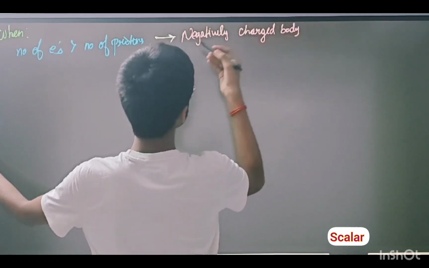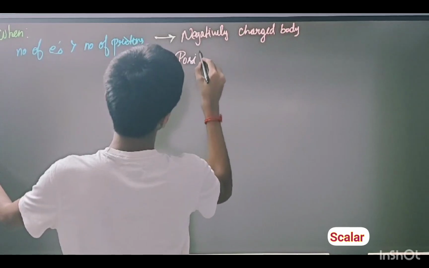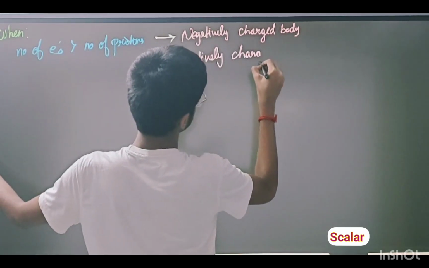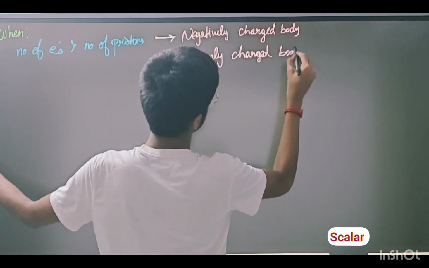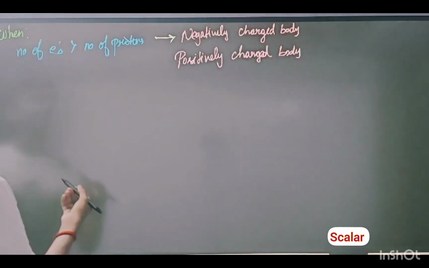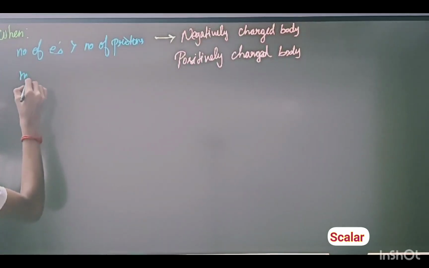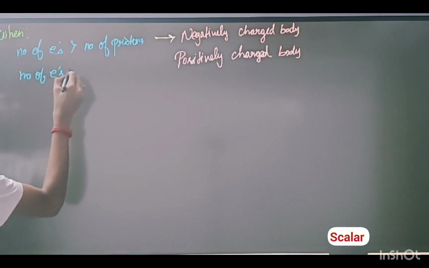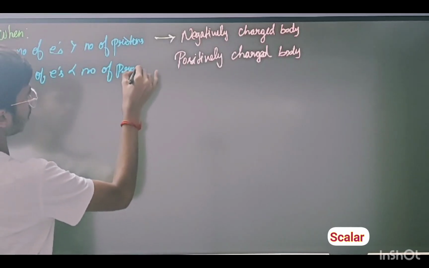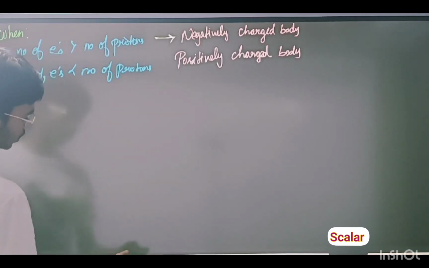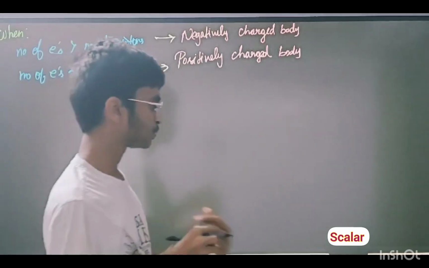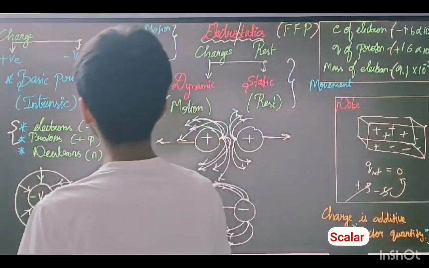Okay, then when will it be a positively charged body? It is very simple and very basic: when the number of electrons is lesser than the number of protons. That means the number of protons is greater than the number of electrons. Then in this case, it will be a positively charged body. That's what I have written here.